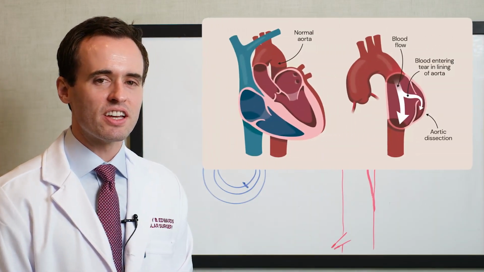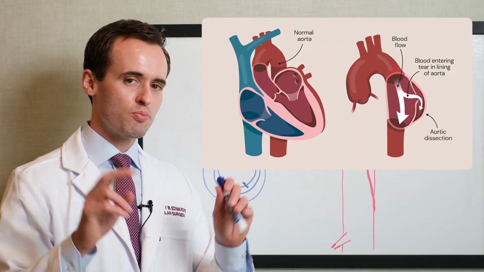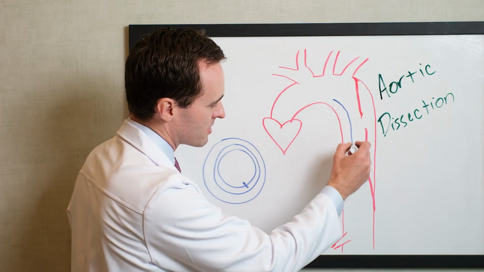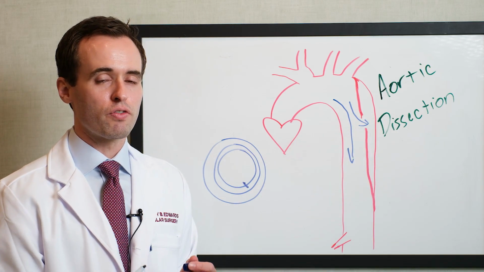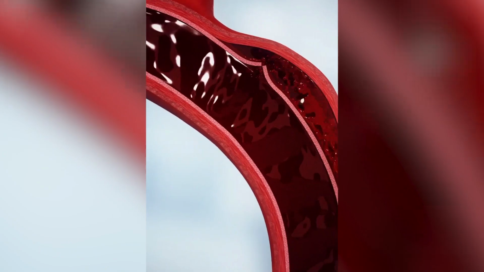And what happens then is you have blood flow that's flowing within the true part of the aorta, and you also have blood flow that's getting trapped in the false part of the aorta, what we call the false lumen. Essentially, there's blood flowing into the wall and then it gets stuck there.